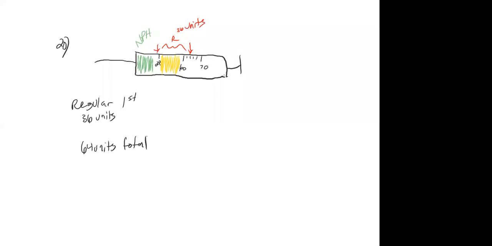Because sometimes they'll ask you to make 2 marks, 1 mark indicating the total and 1 mark indicating where the regular units would exist. And so you would need to know that your 2 marks would be at 64 and 28. And then I would add in the notation that regular is between 28 and 64, which is the equivalent of 36 units.